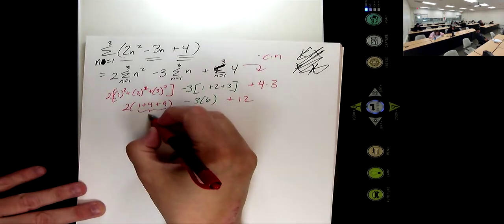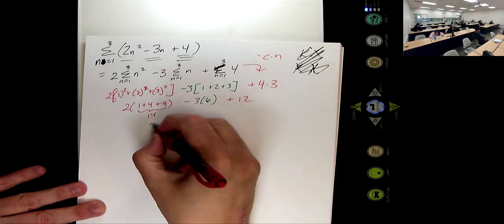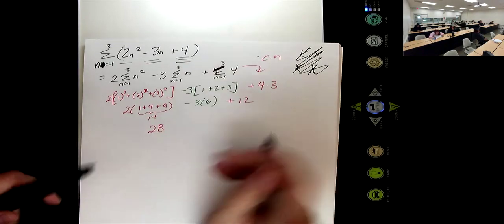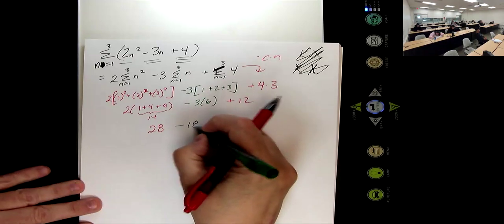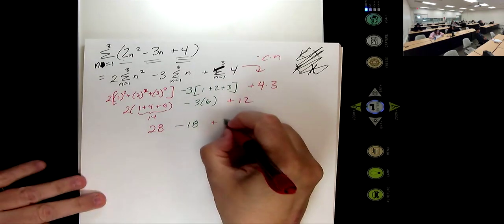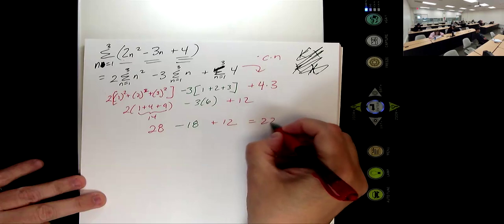This is 14. So when I multiply by 2, I get 28. Minus 18. Plus 12 is 22.